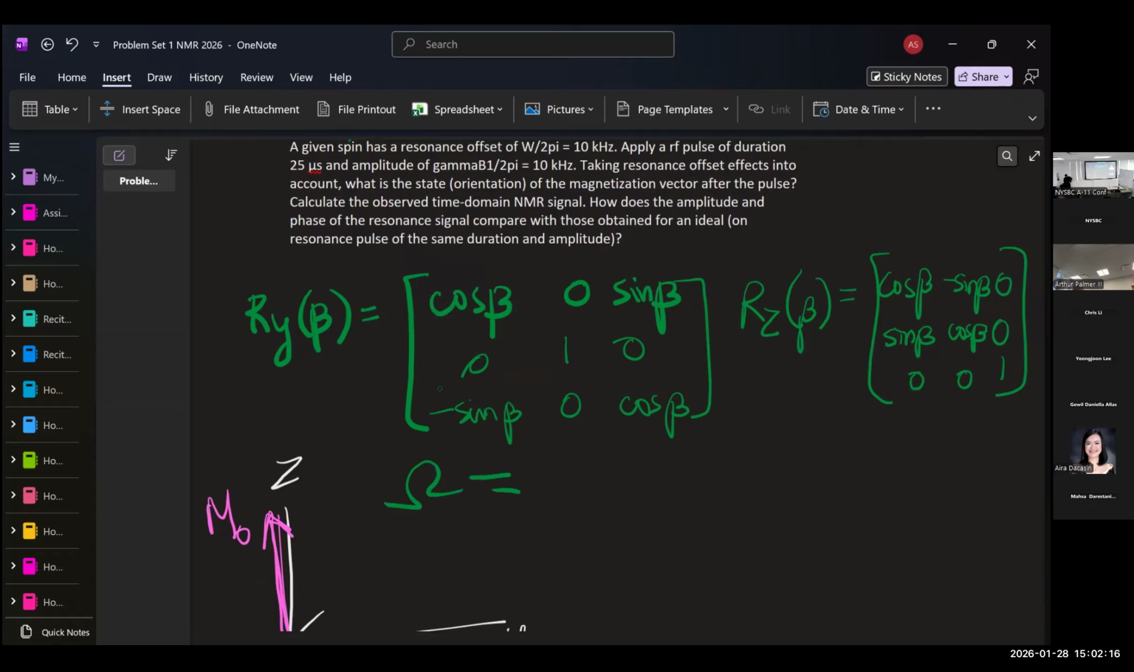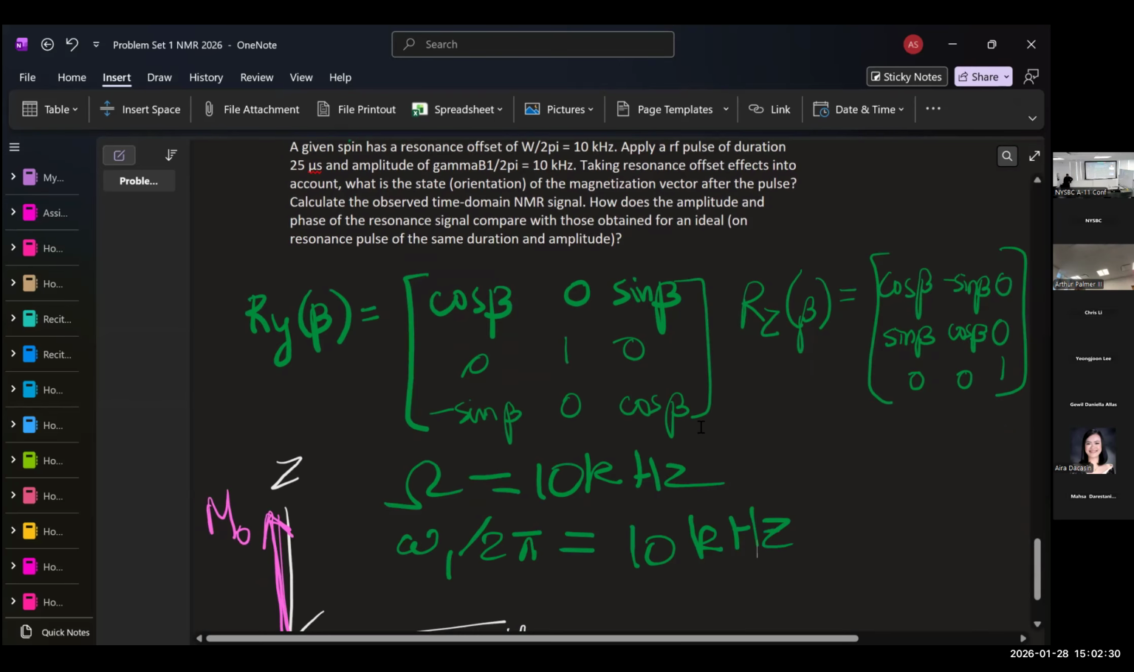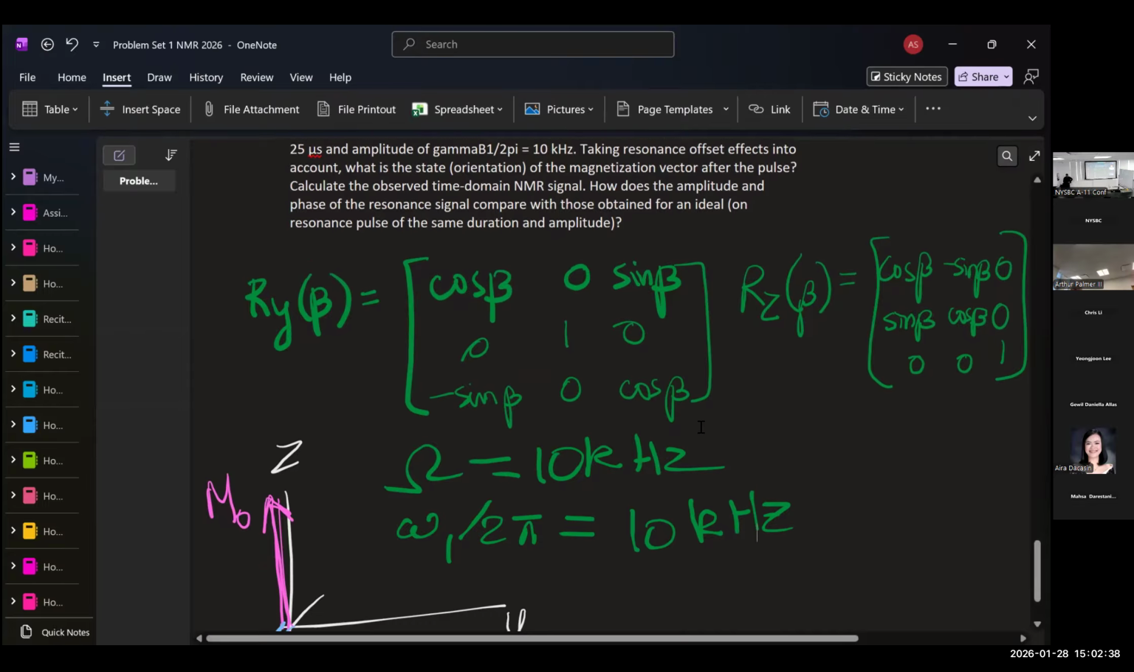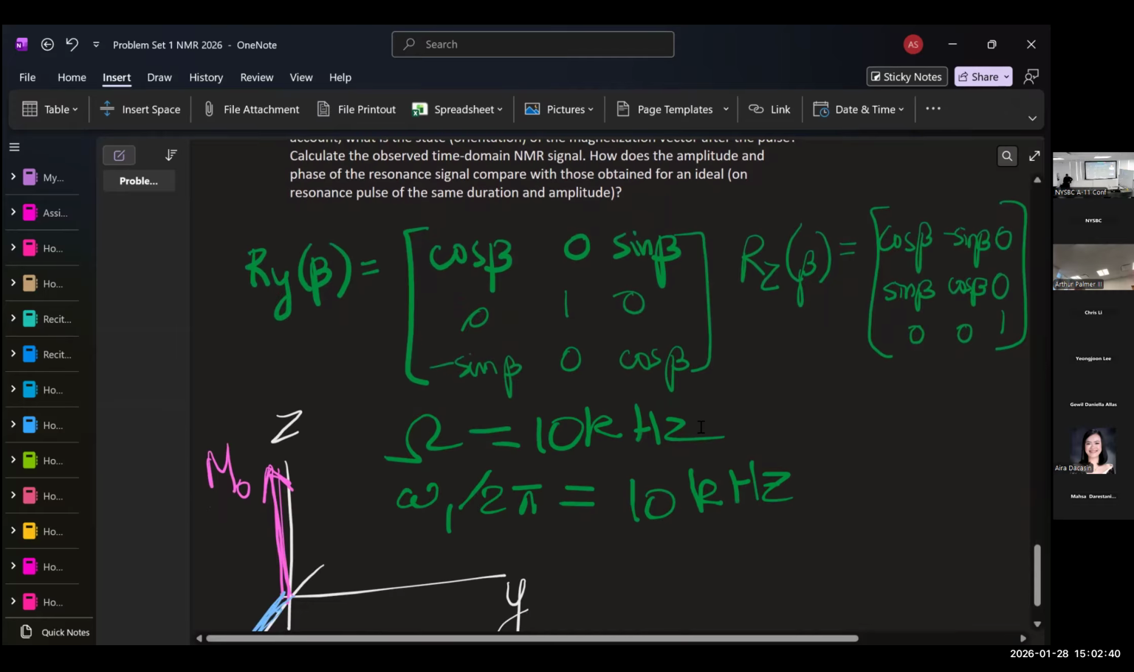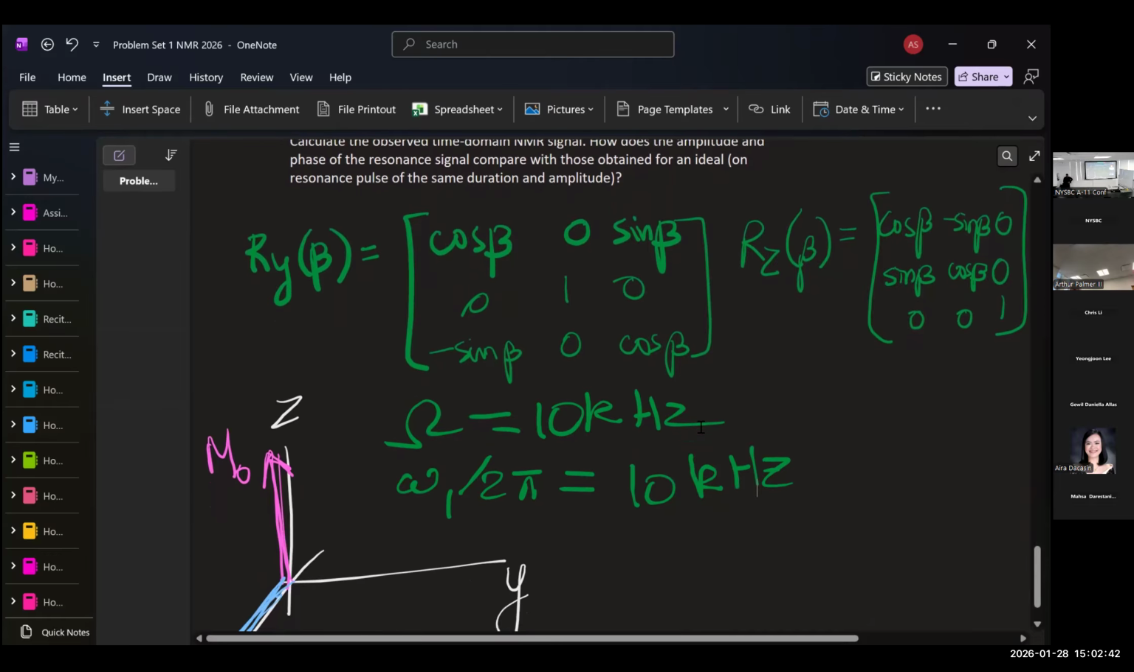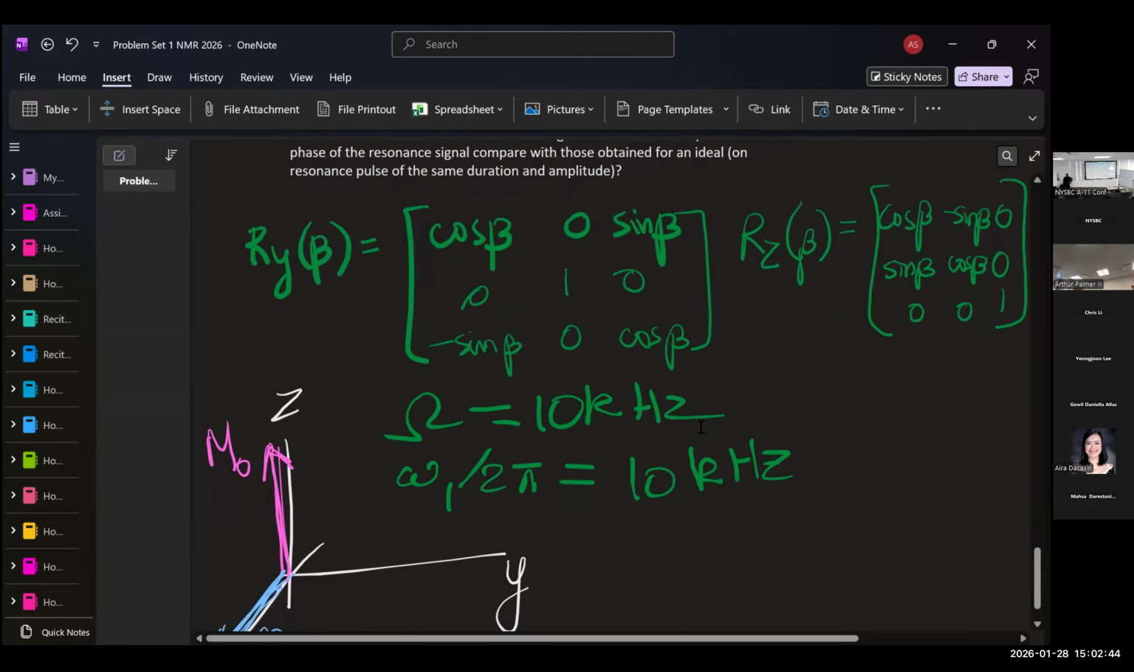So you have an offset of 10 kilohertz, and omega 1 over 2 pi, the nutation frequency, is also 10 kilohertz. Taking resonance offsets into account, what is the final orientation of the magnetization after the pulse? Calculate the observed time domain NMR signal. How does the amplitude and phase compare with those obtained from an ideal on resonance pulse of the same duration?